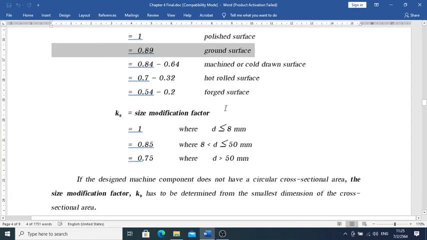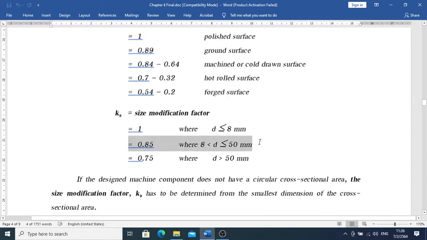For the size modification factor, it's going to be 1 if less than 8 millimeters. For the size of the shaft between 8 and 50, it's 0.85, and if greater than 50, it's going to be 0.75. I want you to highlight this here. Typically, the normal size of the shaft is in between 8 and 50 millimeters all the way.